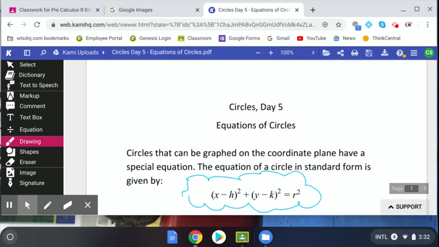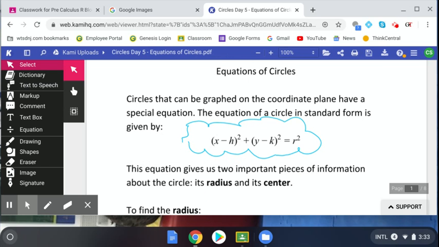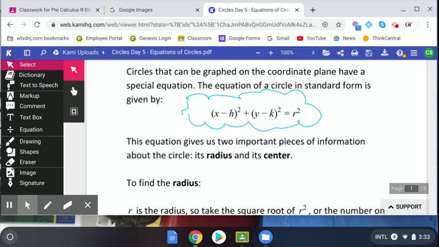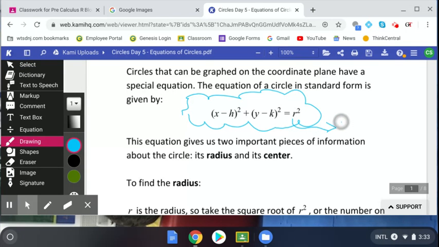It's going to look very confusing at first because we have lots of letters, but it's actually not that complicated. What you need to remember is that h is going to be the x coordinate of the center, and k is going to be the y coordinate of the center. The r stands for radius. And the h and the k are the x and y coordinates of the center. H is the x coordinate, k is the y coordinate.